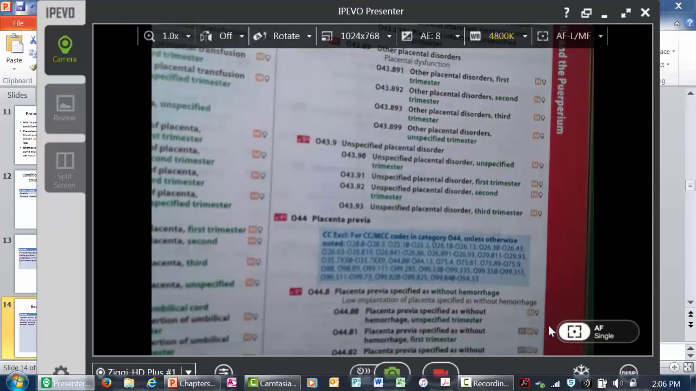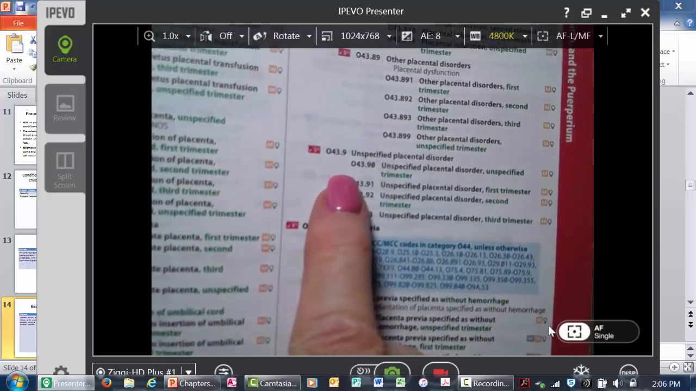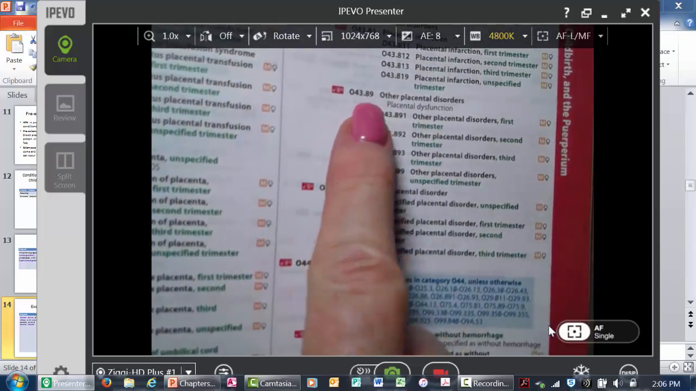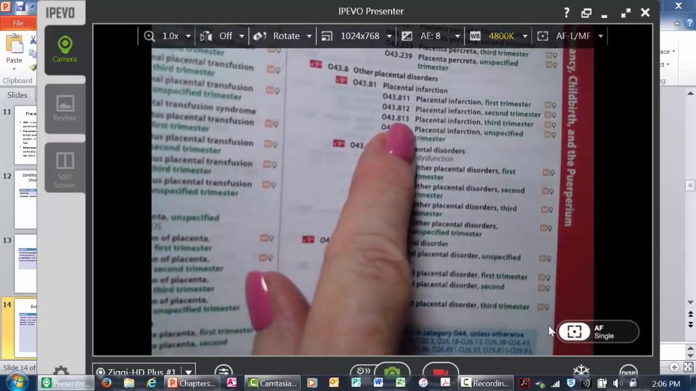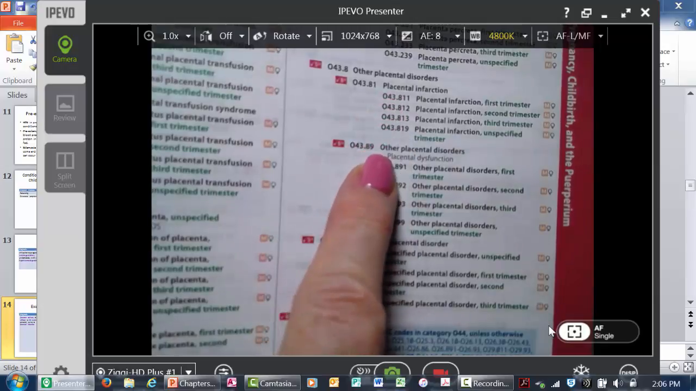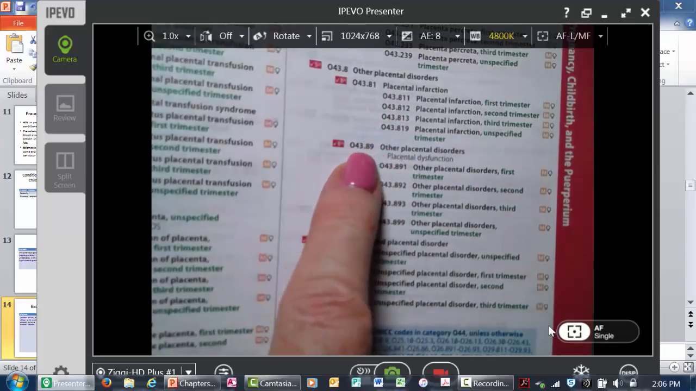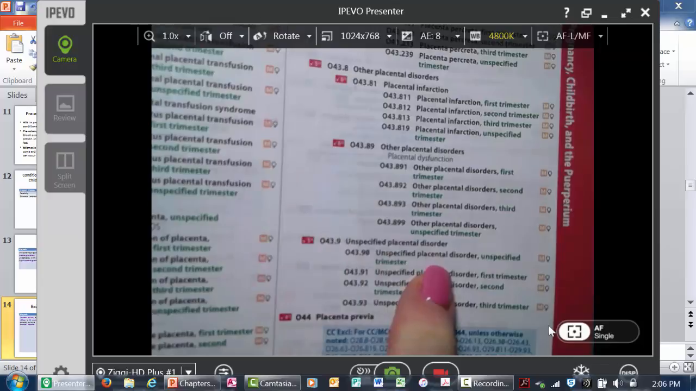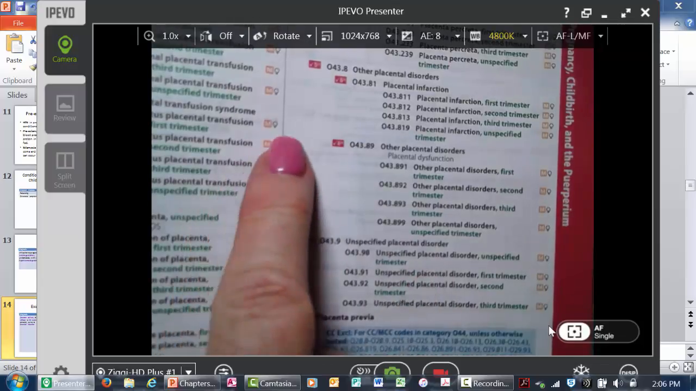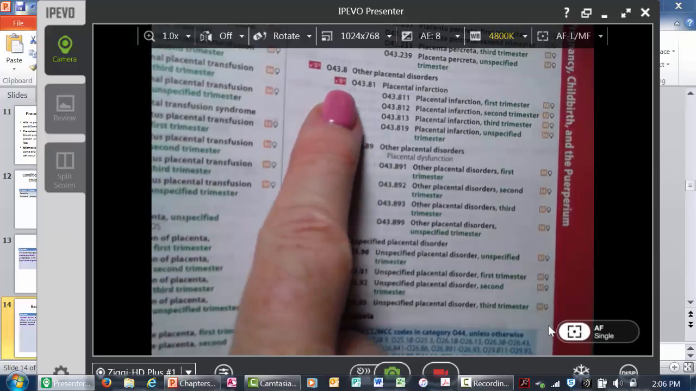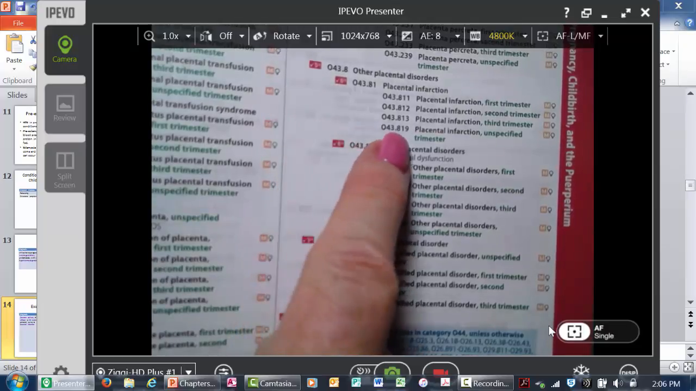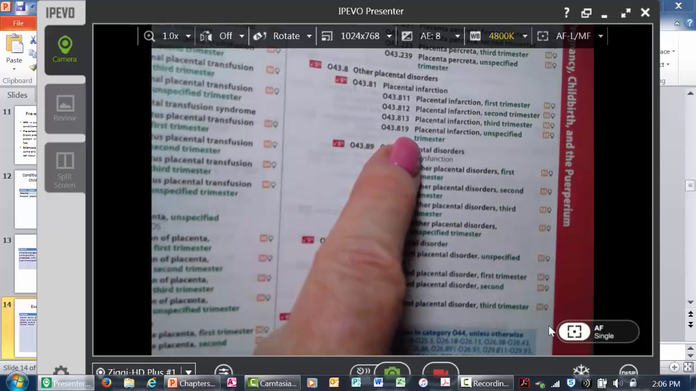Anytime you are given a .9 or a .89 code, always look around just to see if there's something, and it just so happens in this particular case it's right above it. It's not always that easy. But as I've told you before, you can never rely on the index to give you your final code. You've got to go to the tabular and look up what code the index has given you to be sure you're selecting the right code. In this case, there you go. And that 6th character, it tells us we need 6 characters. The 6th character is the trimester.